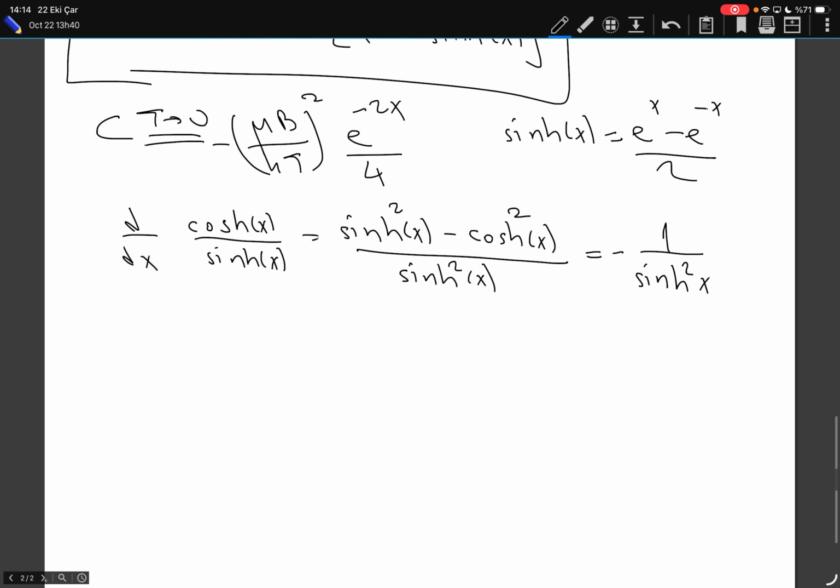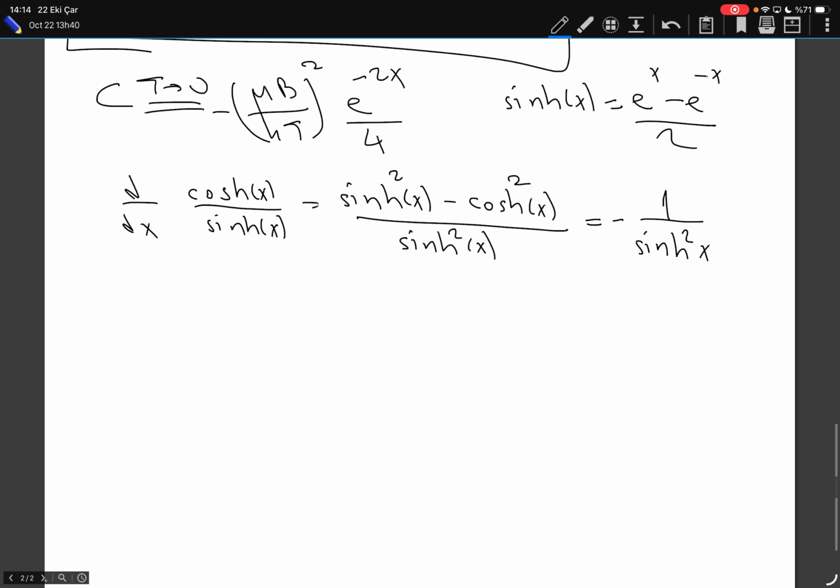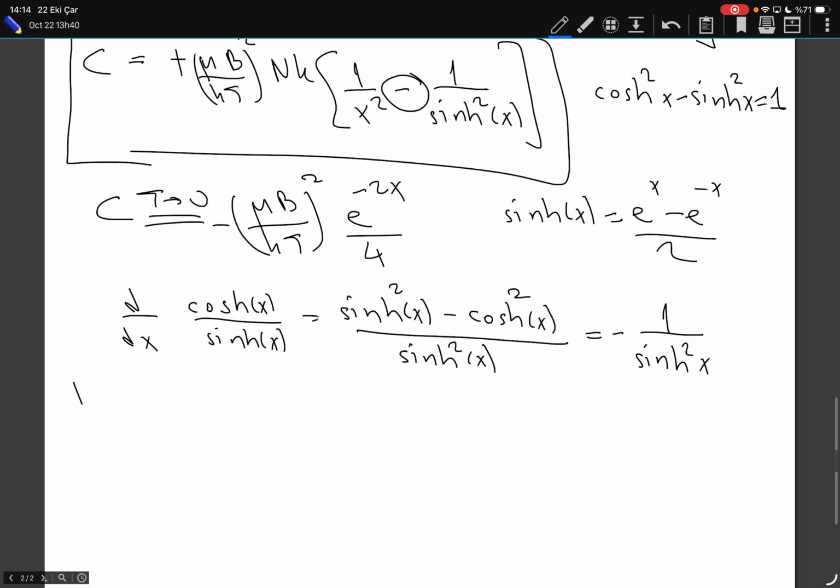Anyway, I will correct my notes when I find the sign mistake. Let's continue if you like. Let's look at the high temperature. Well, high temperature means x is much, much less than 1 this time.